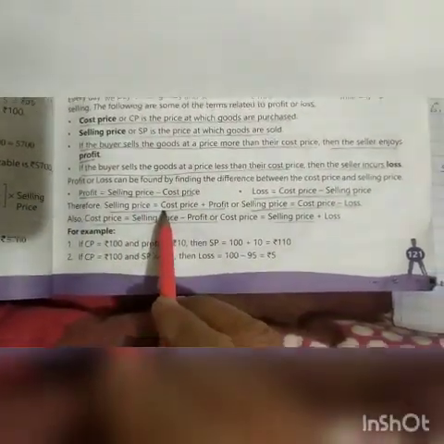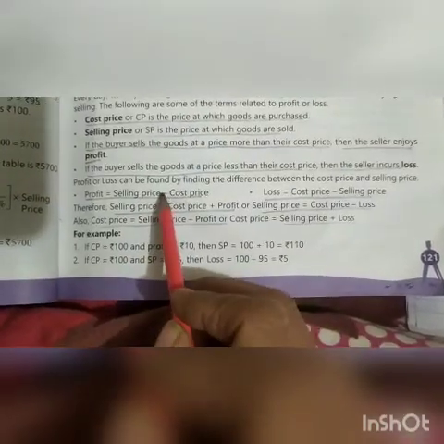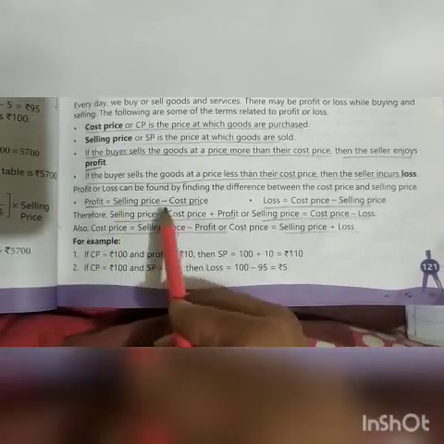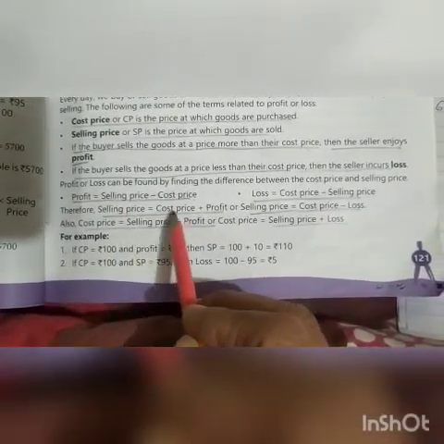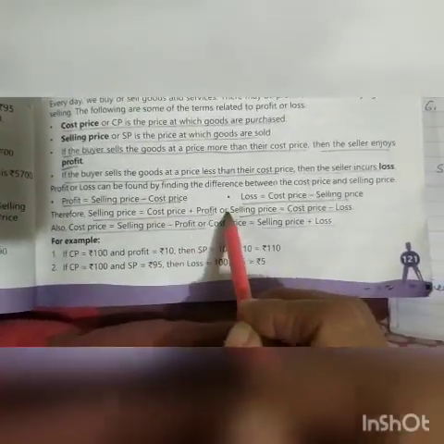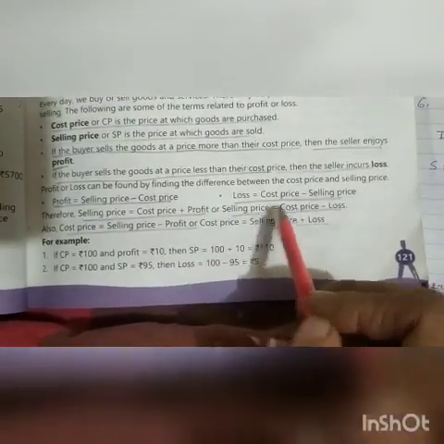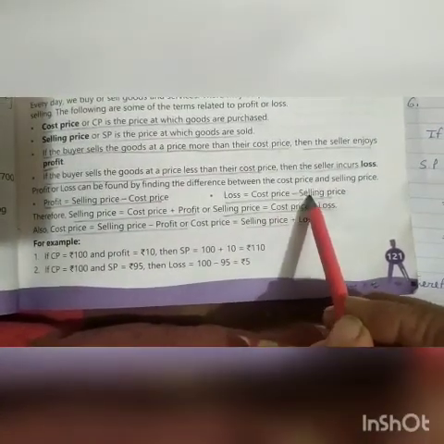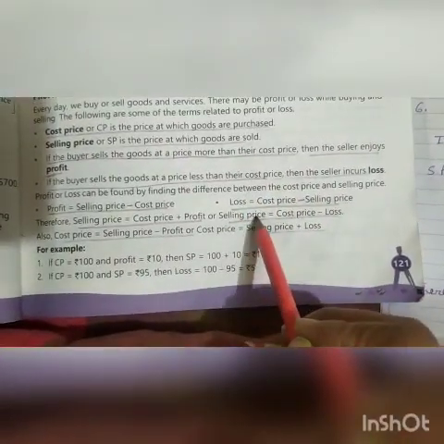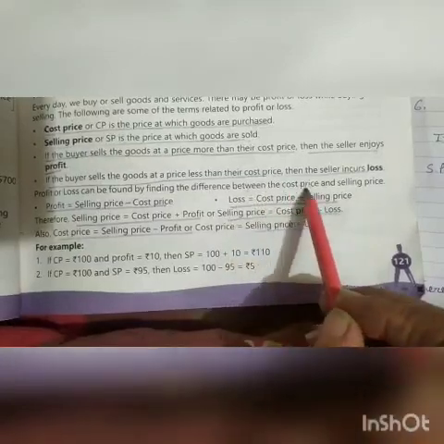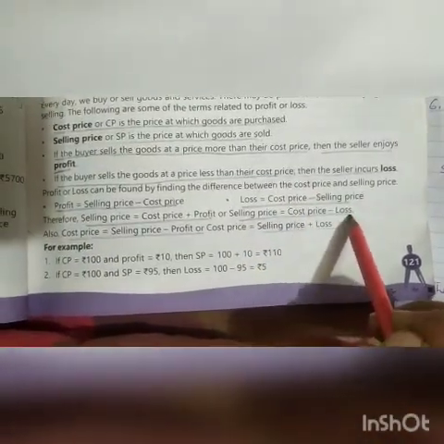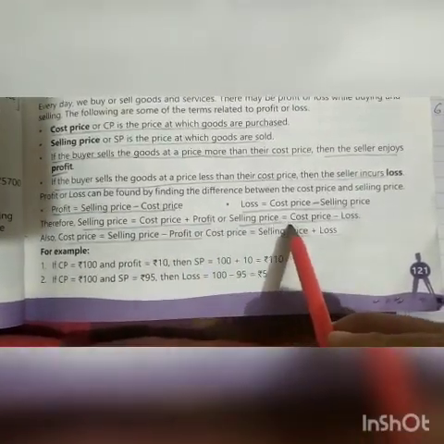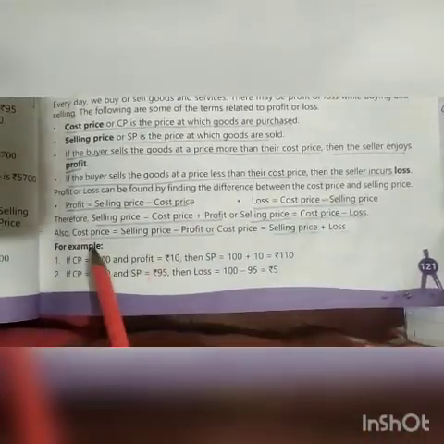Therefore, see, if we take this minus cost price to this side, then it will become profit plus cost price. So selling price is equal to cost price plus profit, or selling price is equal to cost price minus loss. How? If we take this minus selling price to this side, and take this loss to this side, it becomes cost price minus loss. So selling price is equal to cost price plus profit, or selling price is equal to cost price minus loss.